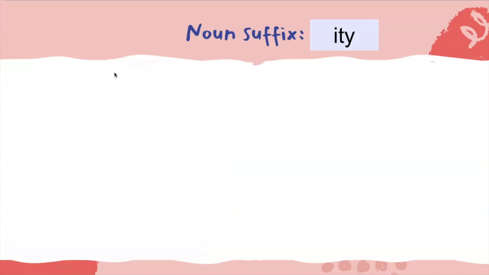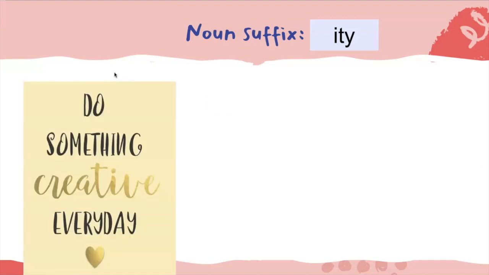Here comes another example of noun suffix ity. Do something creative every day. So which one is the adjective here? Yes, creative is an adjective here to describe something. Do something creative. So I think all of you should know what creative means.